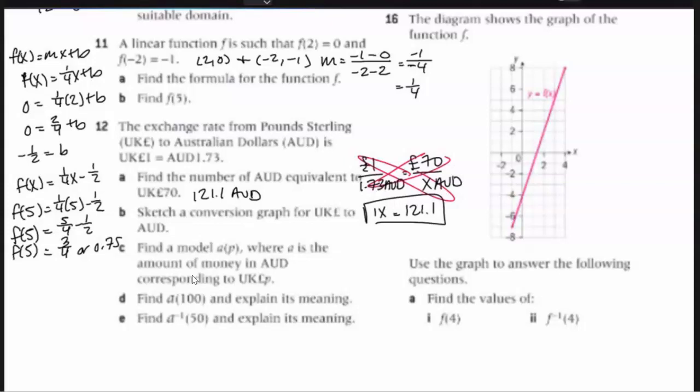Part C. So it tells me I want to write it in terms of A of P, where A is the amount of money and P is the amount of pounds.